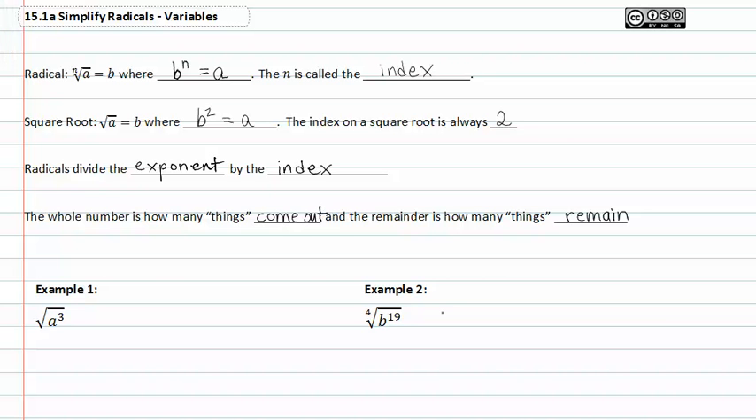In example 1, we have the square root of a to the third. Notice that if we have an index that doesn't have anything there, as we set up here with the square root, it's assumed to be a 2. The exponent is 3. Remember, if we want to figure out how to simplify a radical, we simply take the exponent and divide the exponent by the index. As we said again, the index is 2, so that's what we're dividing by. When we divide 3 by 2, we get 1 and a remainder of 1.